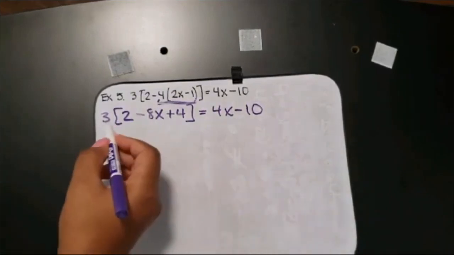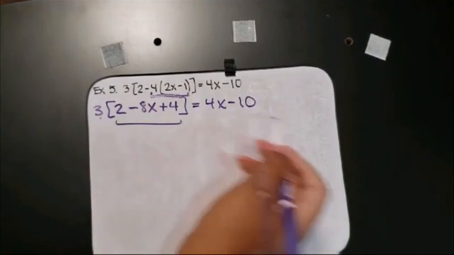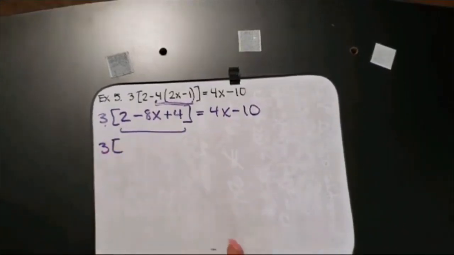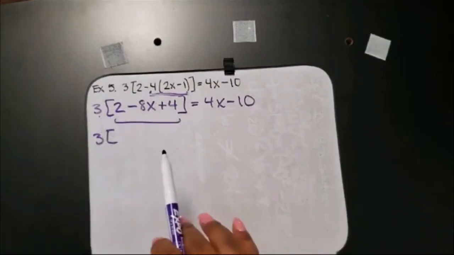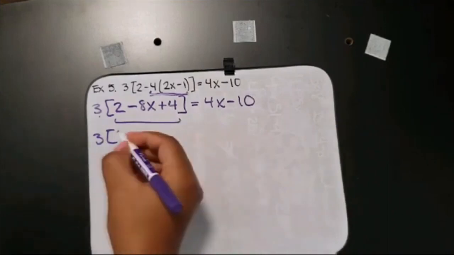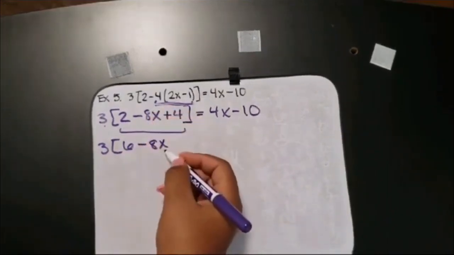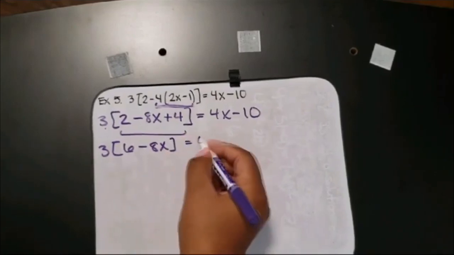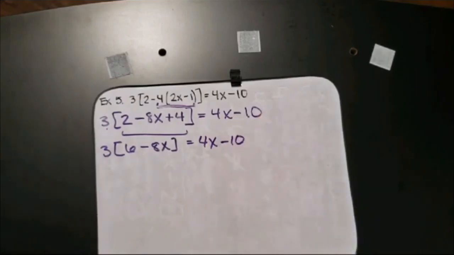Now, before we can distribute this 3 in, we need to simplify inside of our bracket. So we want to copy our 3. Now, inside of the brackets, we have the 2 and the 4, which is alike. So we can combine that to get 6. And then we bring our minus 8x down, close our bracket, and then we bring the right side of our equation down.